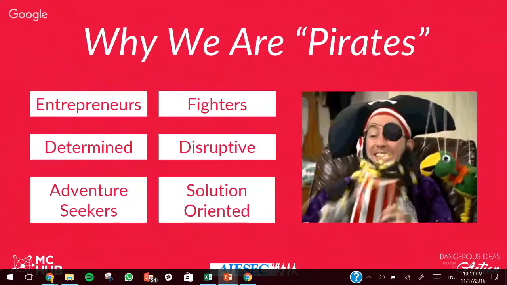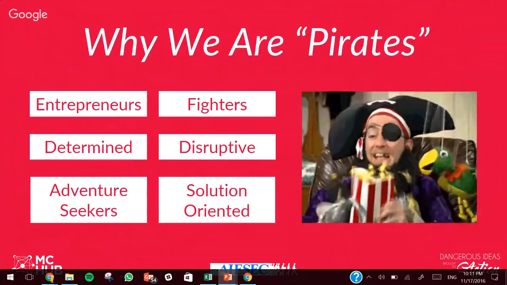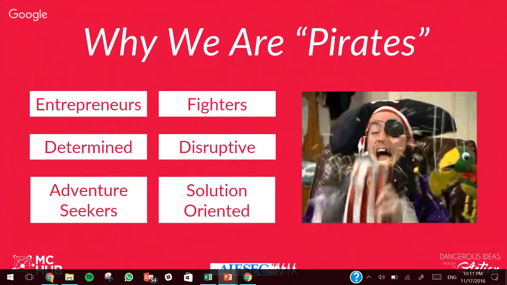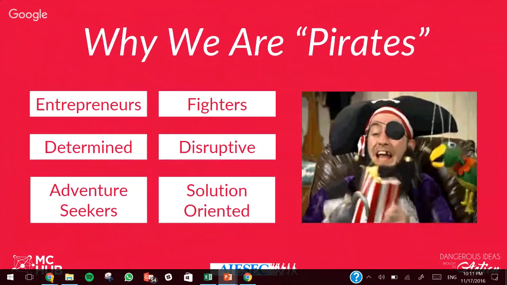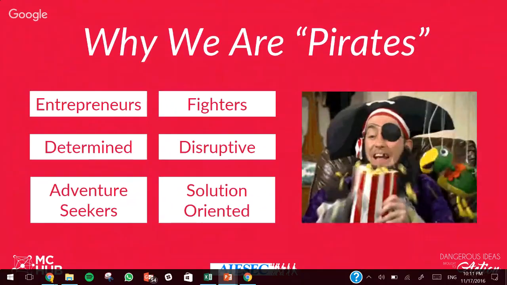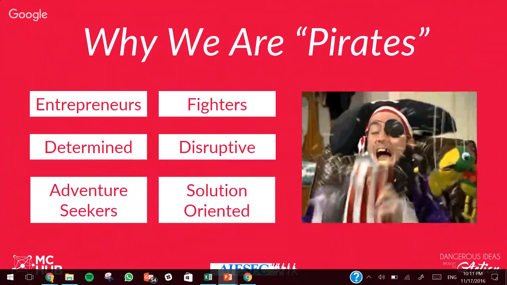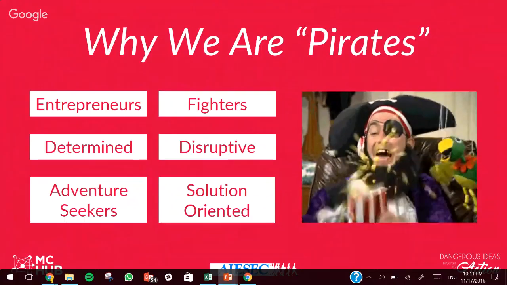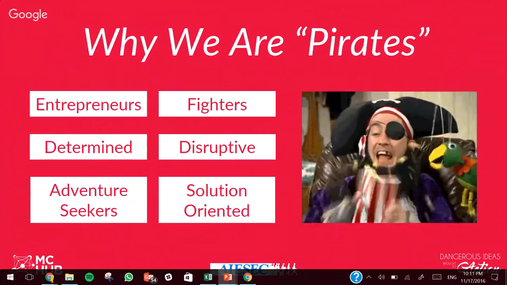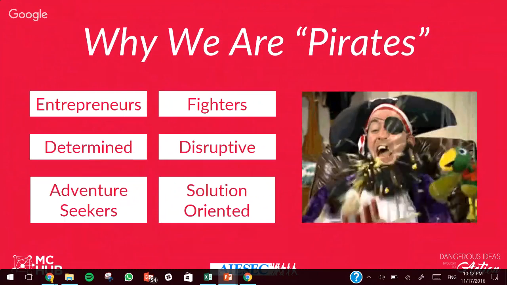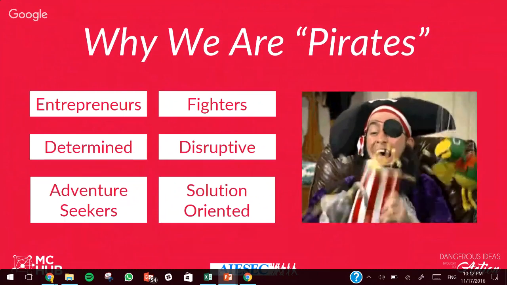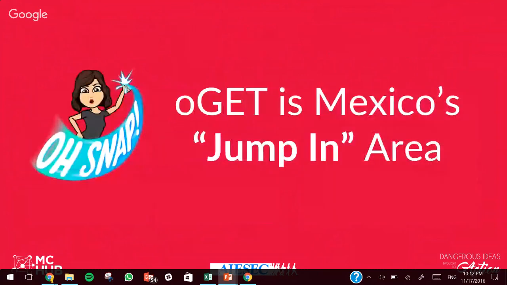And again, just to remind everybody why are we here and why are we pirates? Because we are entrepreneurs, because we are fighters. We fight for what we believe in. We are so determined to make what we need to make happen. We are disruptive. We think disruptively. We act disruptively. We are adventure seekers. We like to do things that haven't been done before, and we are always solution oriented with anything that comes our way. And that's why we are pirates.